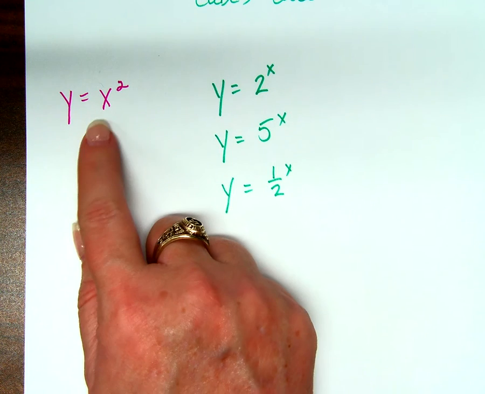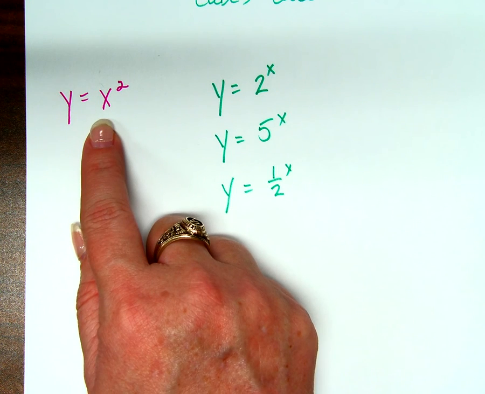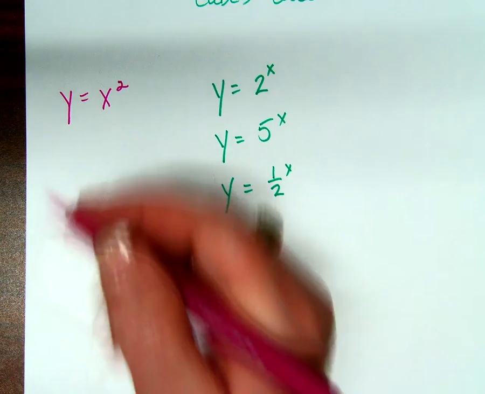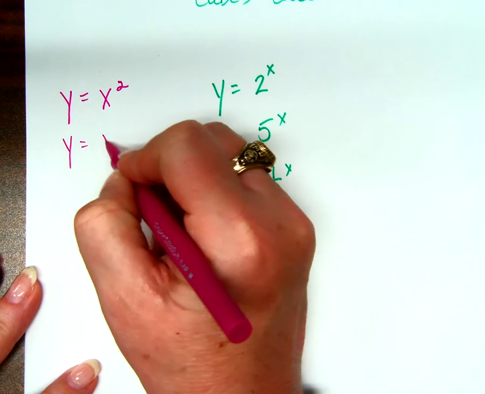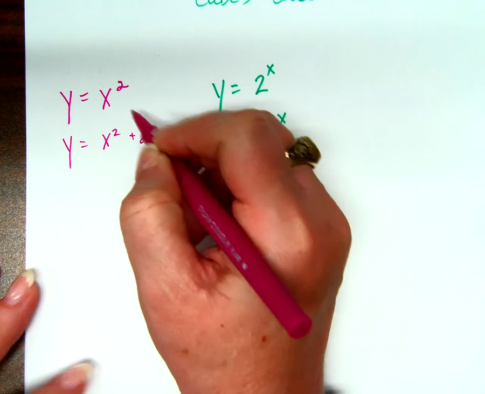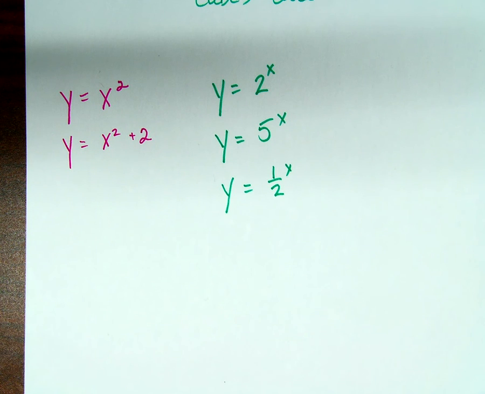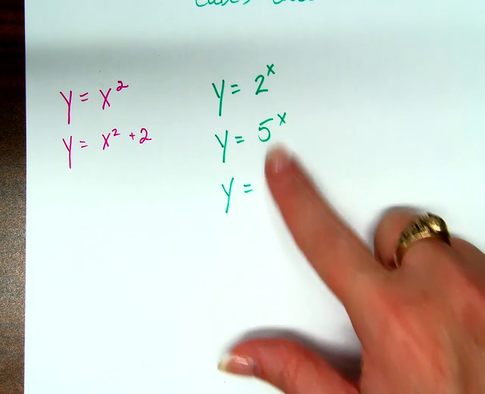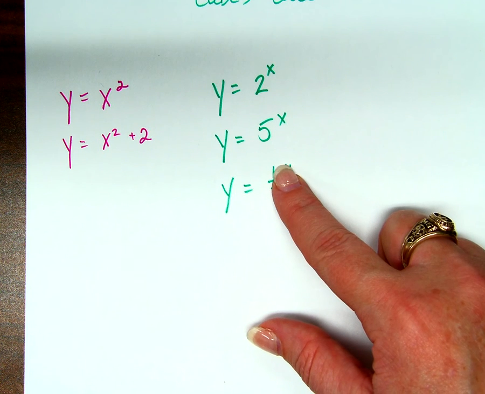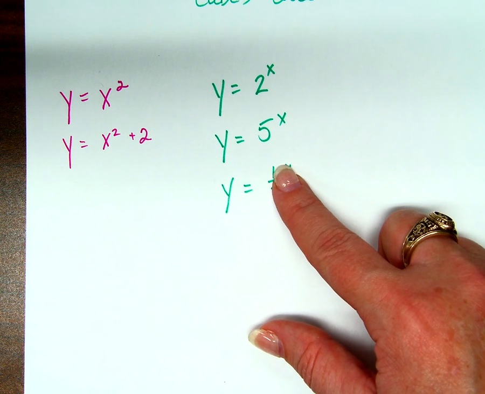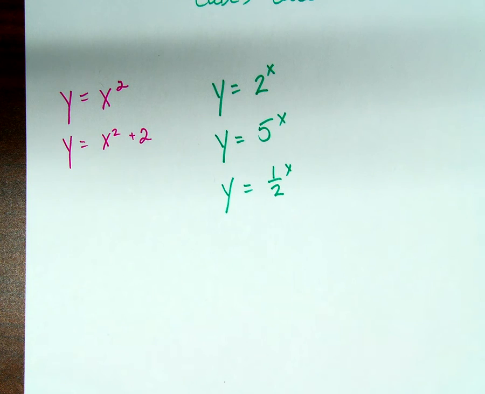Well, what makes it over here? What if I say y equals x squared plus 2? What kind of change is that? It's vertical because the 2 is on the outside. So we have to figure out where outside and inside is on an exponential function so that we are sure that we know what we're talking about. Okay? Do you have any guesses?